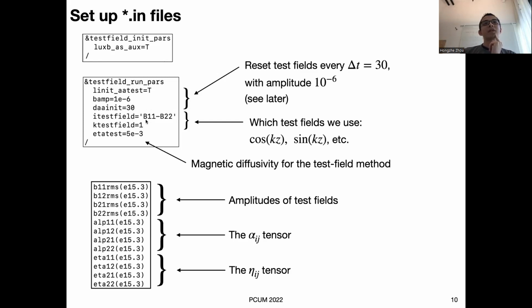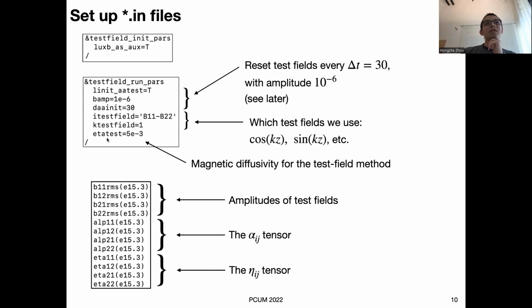Then the next 2 lines, I test field and K test field, will specify what type of test fields you want. You need to look into the source files to see what this really means. This means what types of cosine sine fields you want to put in, and this just specifies the wave number of those test fields. If you use, for example, test field XY or XZ, then you will also need to specify the wave numbers in different directions, KX and KZ, and so on.